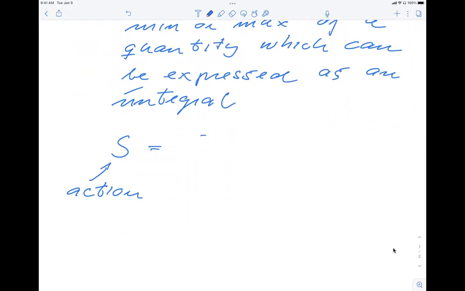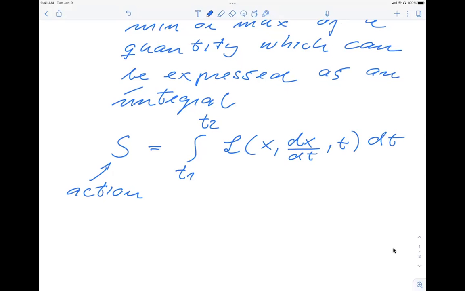And we are now going to introduce time as a variable. It doesn't need to be time. So we have a time t1 to time t2, and there is a quantity which I'm just going to call L. We're assuming that this is a one-dimensional quantity, and it's going to depend on the position, the velocity, which is the derivative, and time. And this is integrated over time. So what we want to do now is to optimize this quantity.